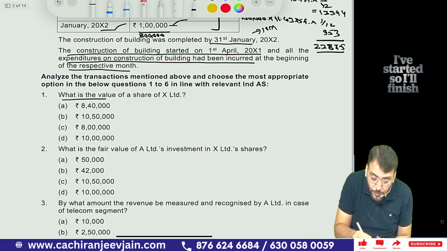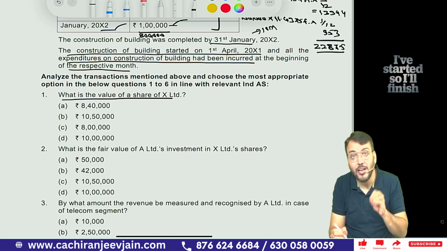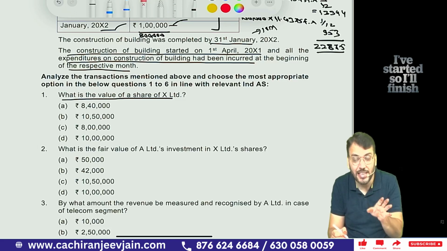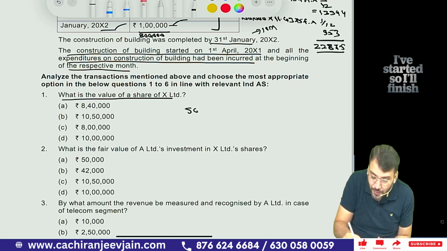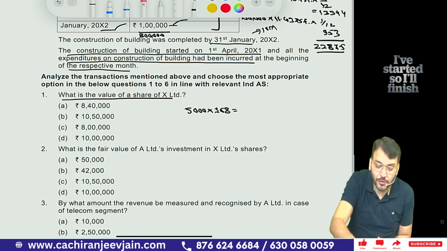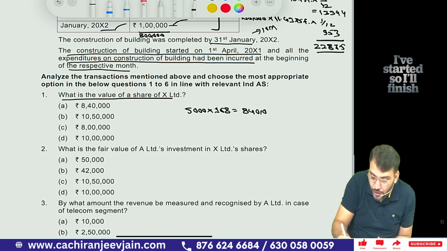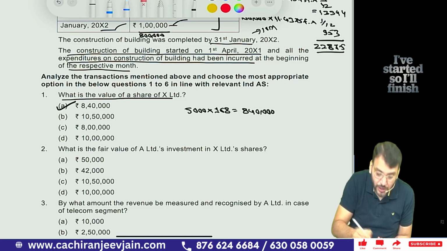What is the value of shares of X Limited? They have asked the value of shares of X Limited, meaning entire shares. The entire shares was 5,000 into what? 168, we have already calculated. So 5,000 into 168 is coming 8,40,000. The answer will be 8,40,000, so option number A is correct.